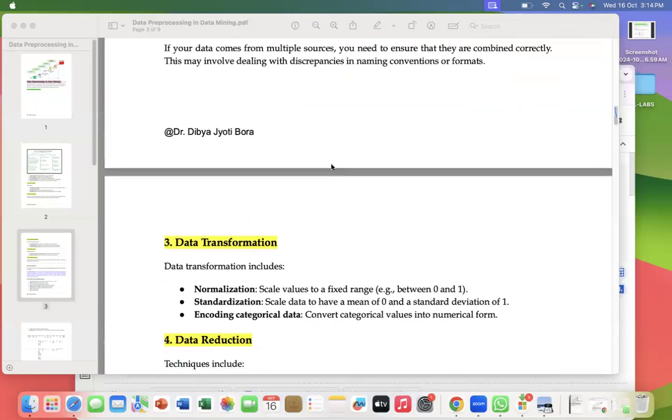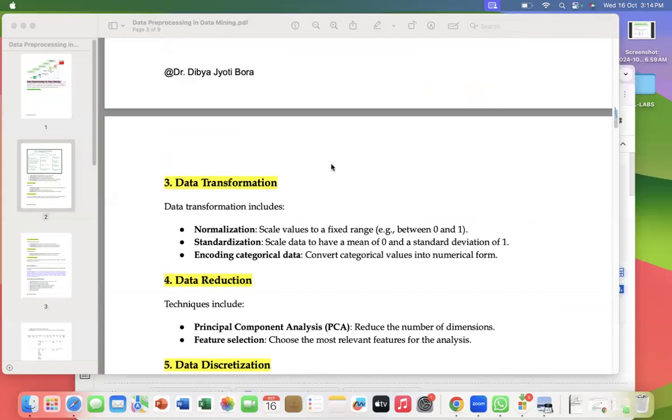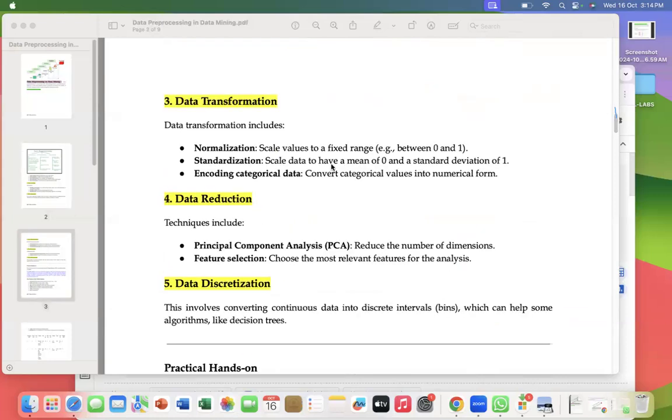So all the steps are clear, right? Can we move to the practical part?